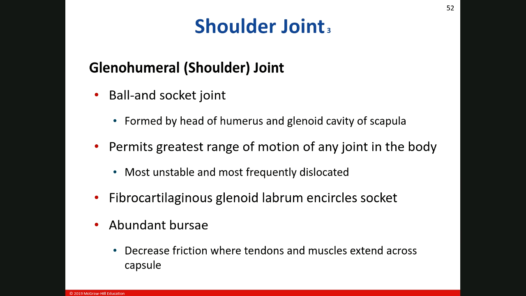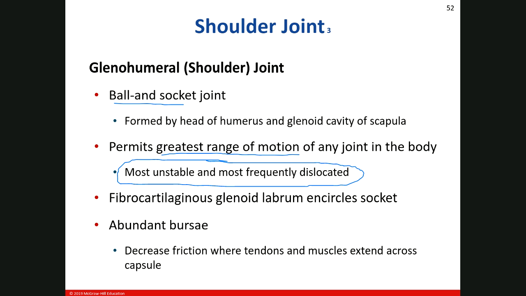Then everybody's favorite, the glenohumeral joint, the shoulder joint. It's a diarthrosis, the most mobile type of joint we have. Specifically, it's a ball and socket joint, so this is a multi-axial joint. Of course, you need to know this fact: it is the most unstable and frequently dislocated joint in the body because it has the greatest range of motion. I'll be mad if nobody gets that on the test. That's an important concept. I've mentioned it several times.